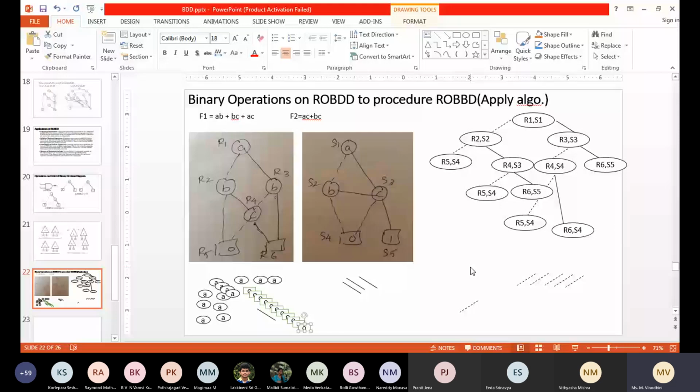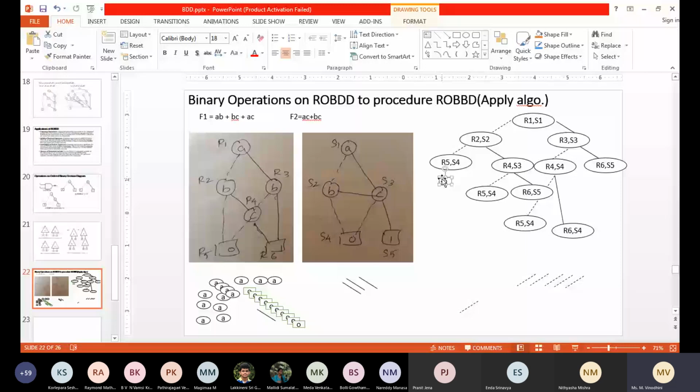Now what you have to do is, what is the R5 value and what is the S4 value? R5 value is 0. S4 value is 0. So 0 plus 0, what is the answer? 0. Because I've asked you to perform the OR operation. If I've asked you to perform the AND operation, 0 into 0, whatever answer you are getting, you have to write it here.